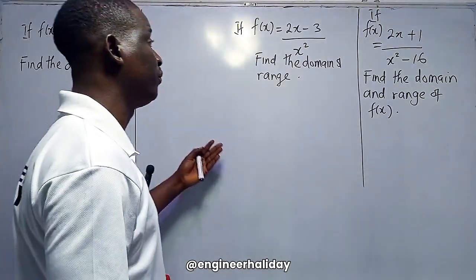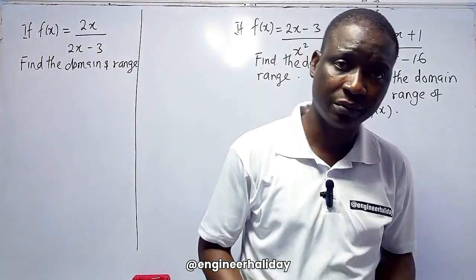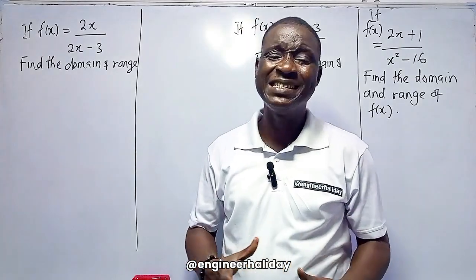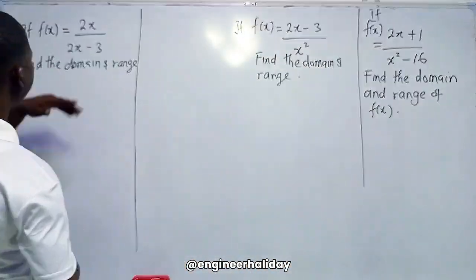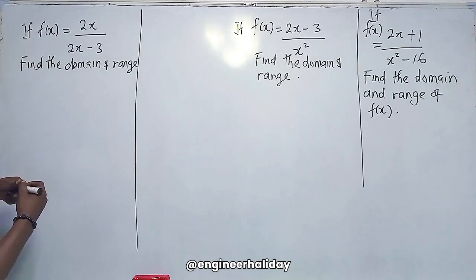Hello guys, we want to solve this question and look at the range and the domain of this fractional function. And let's go. It says if f of x is equal to 2x over 2x minus 3, find the domain and the range.